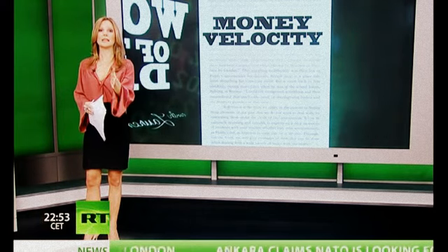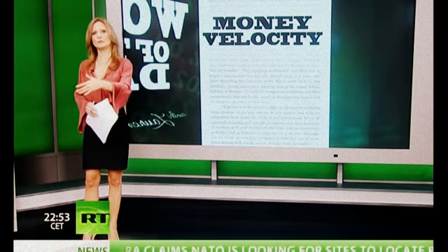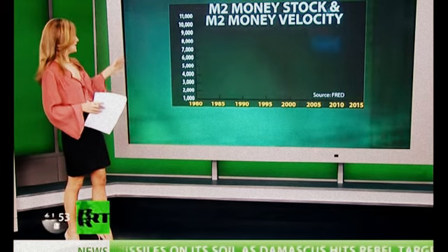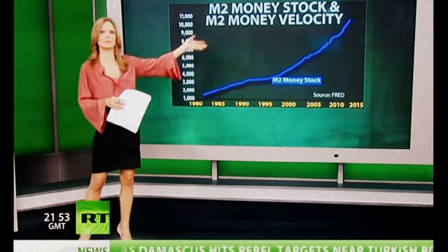Okay, they do it by taking the ratio of GDP to the M2 money supply. But let's look at some graphs so you can see. So here we have the measure of M2 since 1980. Let's take a look at that. So there you can see it's just on the up and up.